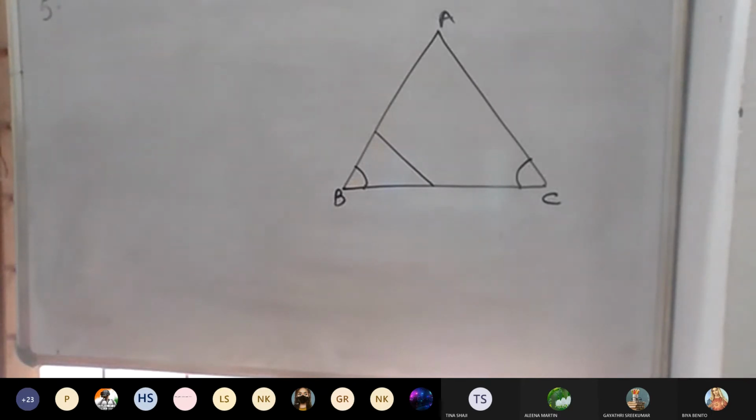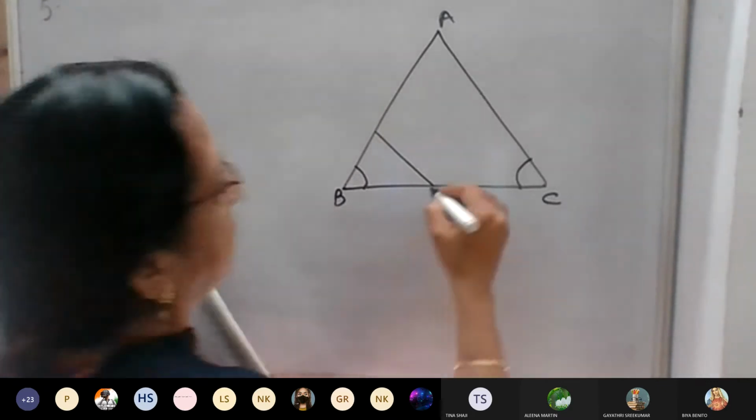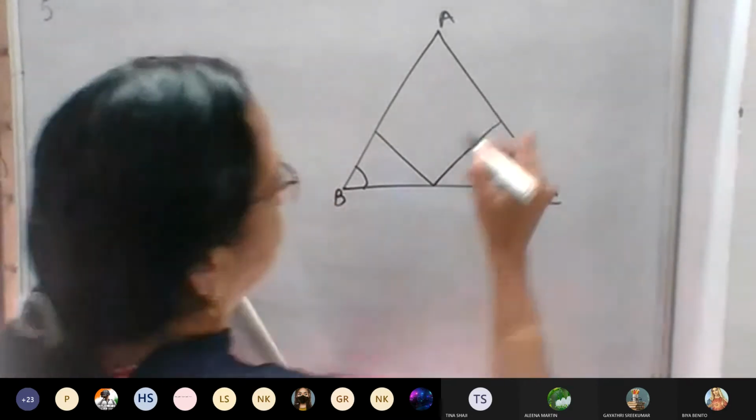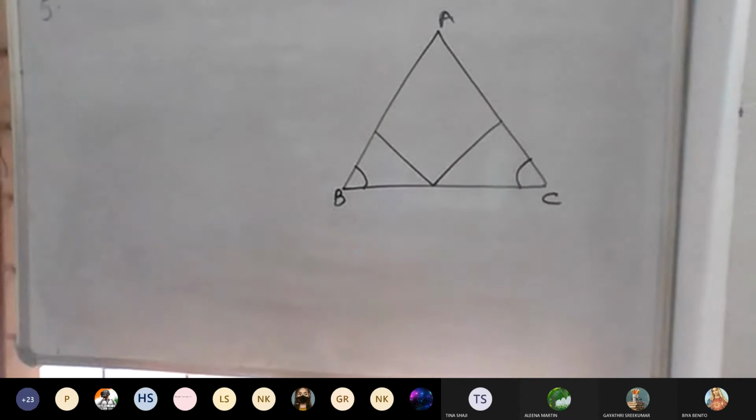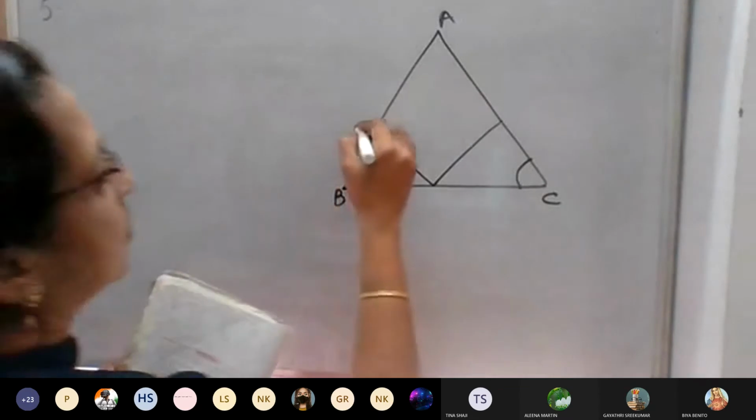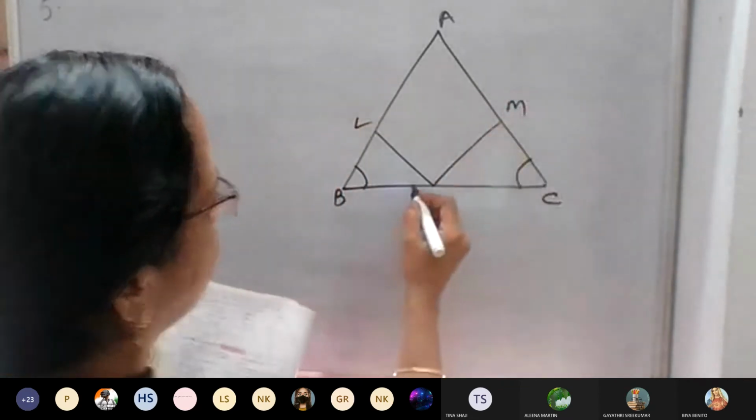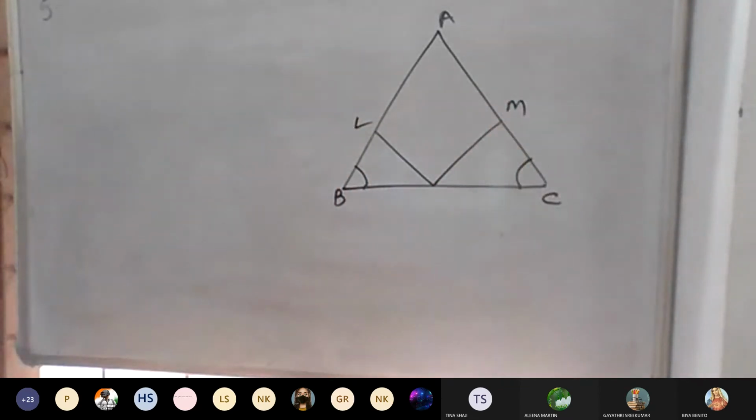AB and AC are equal. Perpendiculars from the midpoint of BC to AB and AC are equal. Suppose let it be L and M perpendicular. So we have to draw those perpendiculars.